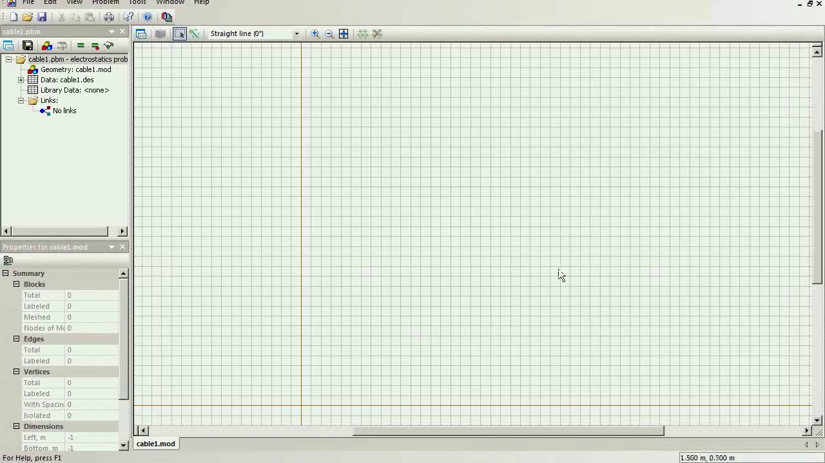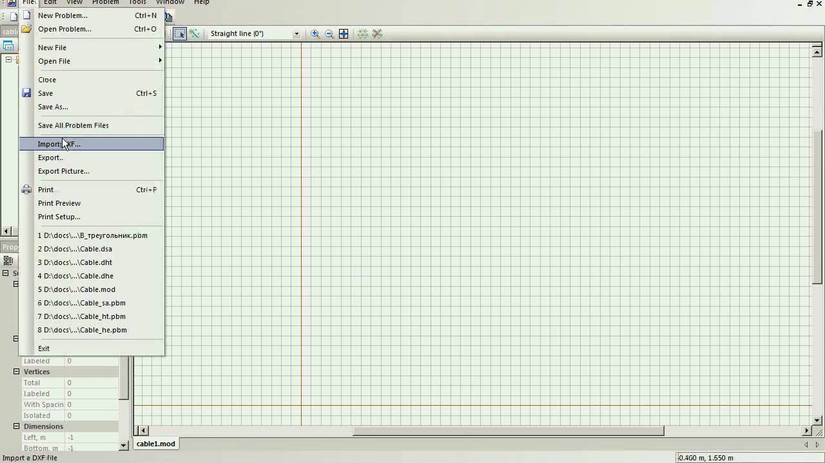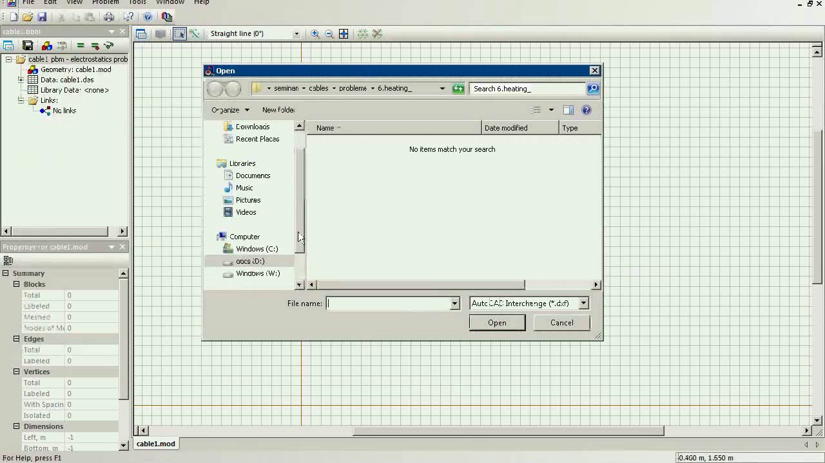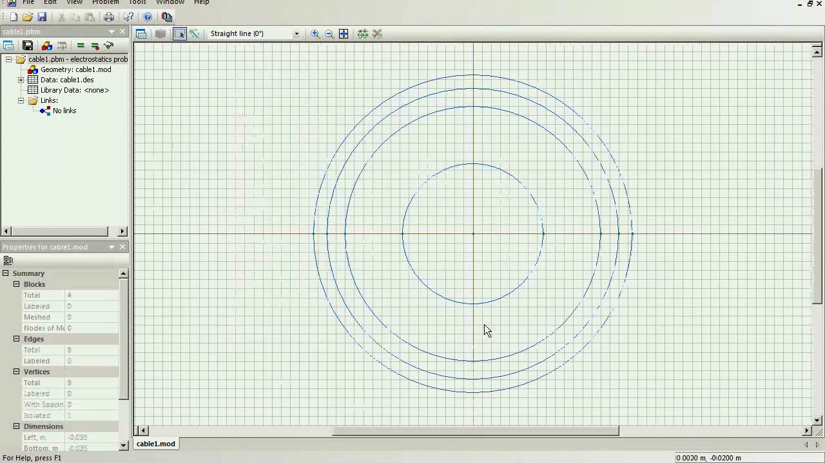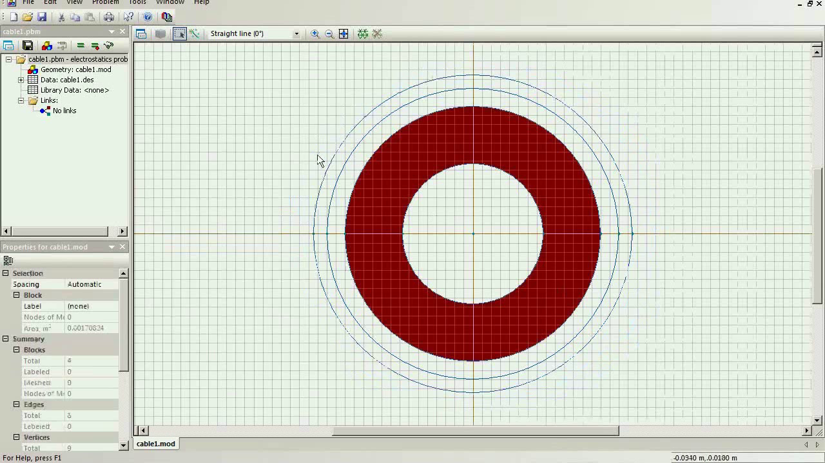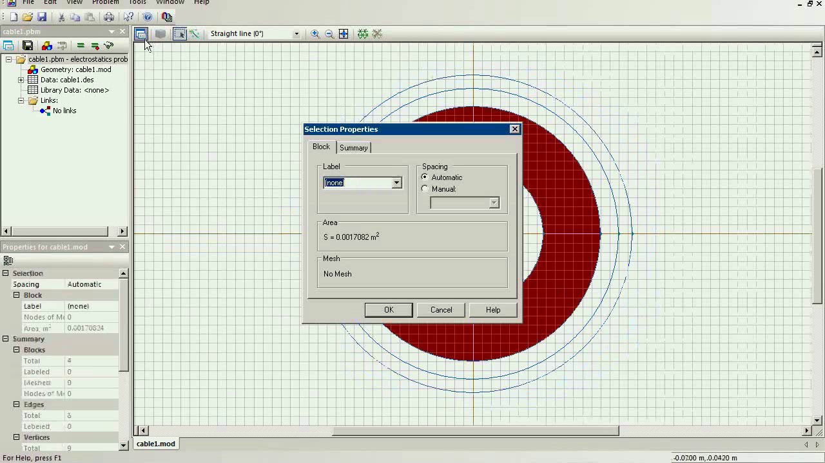Now I should draw the geometry model. I can draw the geometry model using the QuickField built-in geometry model editor, or I can import the geometry model from a CAD drawing. I have the CAD drawing, so I will import the geometry model. Now the next step is to assign text labels to all geometric objects.